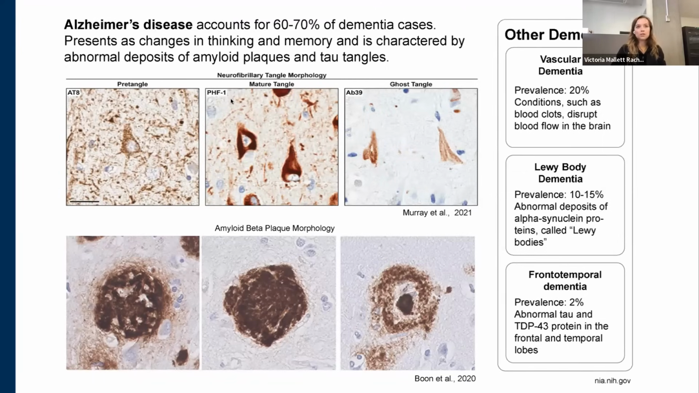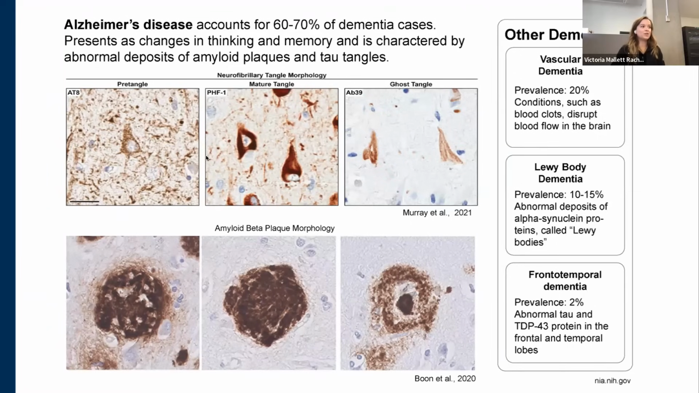But I mentioned Alzheimer's disease being the most prevalent form of dementia. It presents clinically as changes in thinking and memory, and neuropathologically there are two main hallmarks that neuropathologists look for. The first of which is these aggregations of phosphorylated tau in the form of neurofibrillary tangles, and you can see some examples of that here. Probably the easiest to see is this middle image of a mature tangle, where you can see the dark brown staining for phosphorylated paired helical filament.